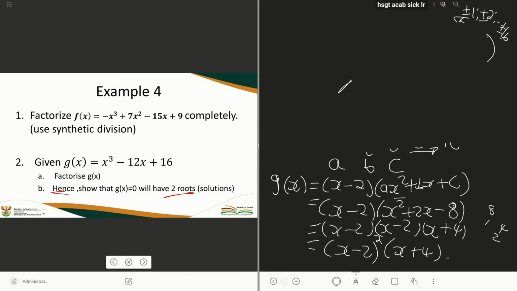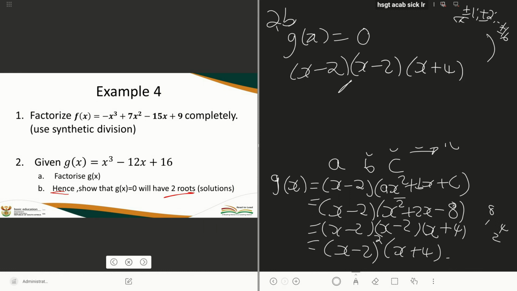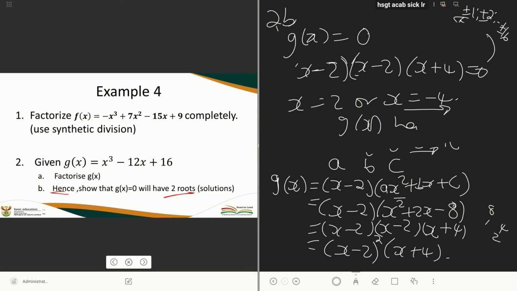So you just say, since my g at x is equal to 0, remember, this is 2, letter B. Since my g at x is equal to 0, I will have to say x minus 2. I don't have to start afresh to do the calculations because it's already there. x minus 2 and x minus 2 multiplied by x plus 4 is equal to 0. Correct? Therefore, we can have our x is equal to 2 or our x is equal to negative 4. Therefore, it means our g at x has 2 solutions indeed. All right.